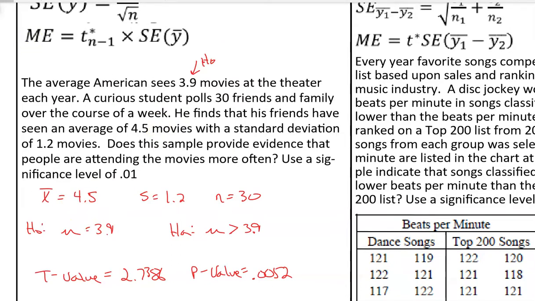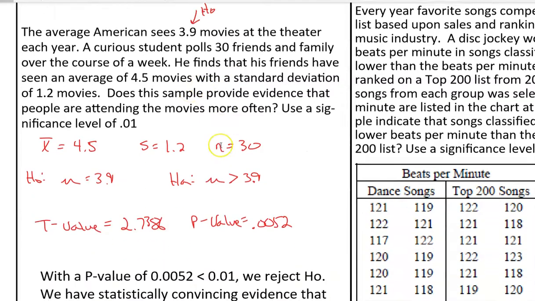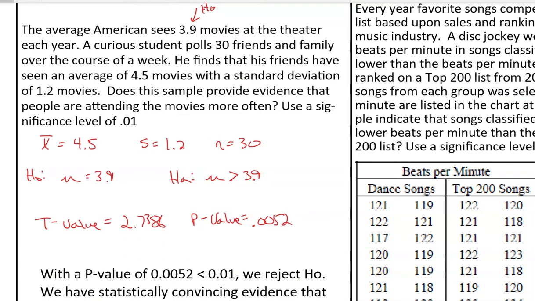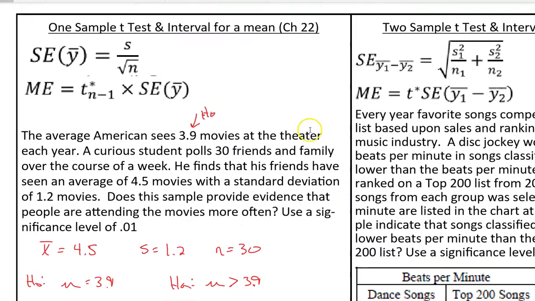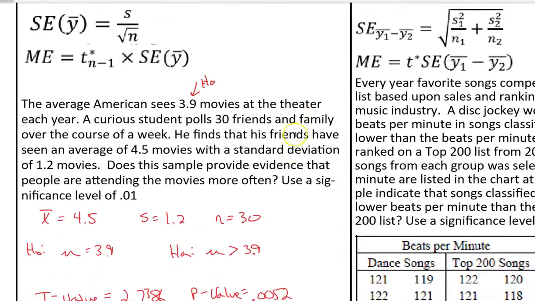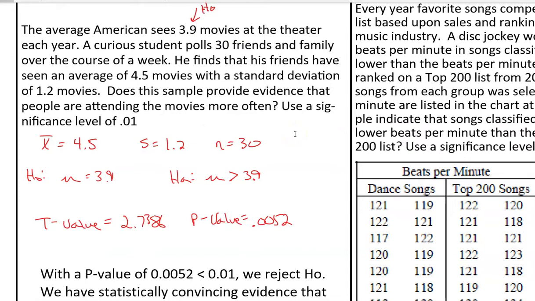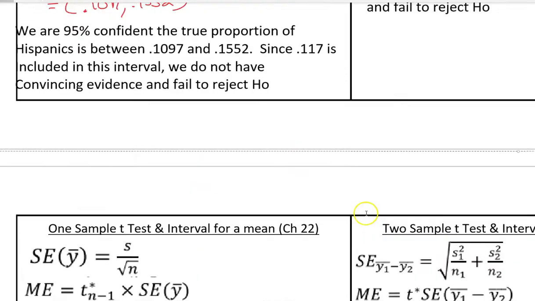A type 1 error would be that we proved that his friends and family watch more movies when they don't. What's the consequences of that? Not much. I mean, he thought they watch more movies, but they don't. And then a type 2 error is he failed to prove they watch more movies, but they do watch more movies. And the consequences for that are almost nothing, right? So it just depends on the situation where the consequences could be bad or good, right? Like on these, it didn't really matter that much.